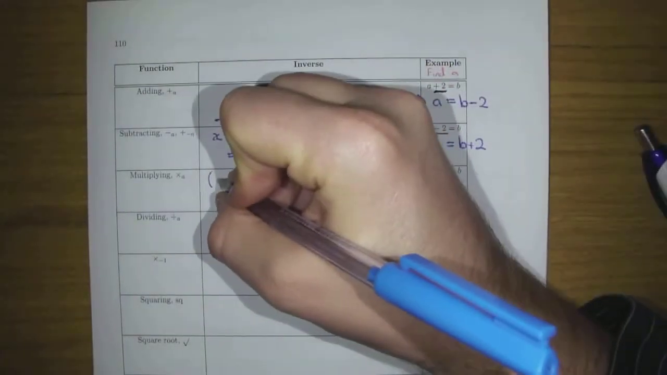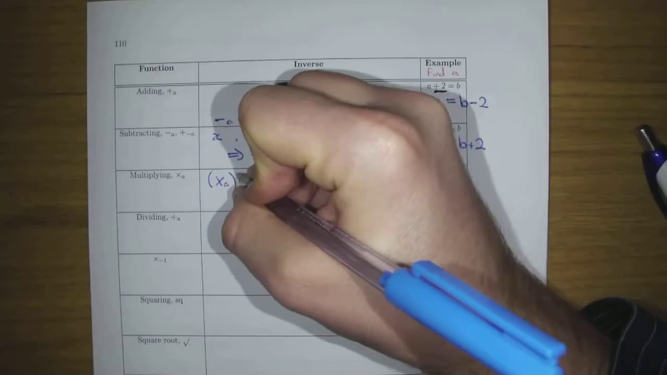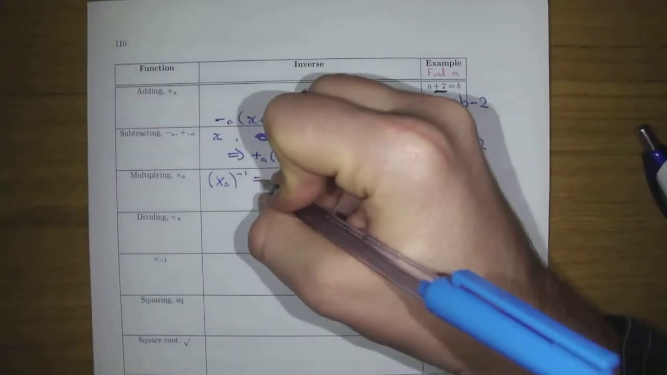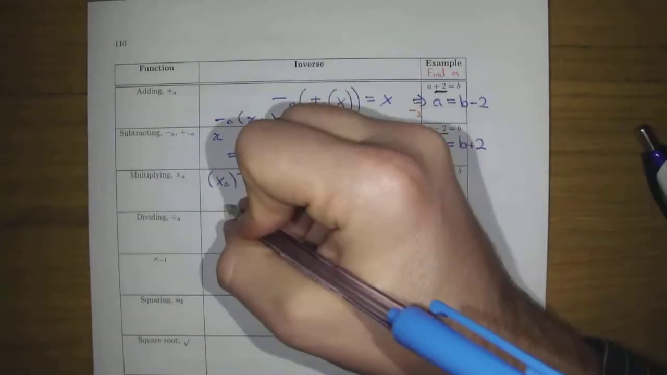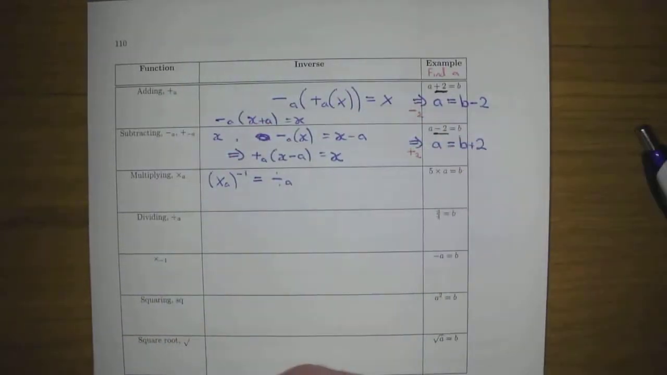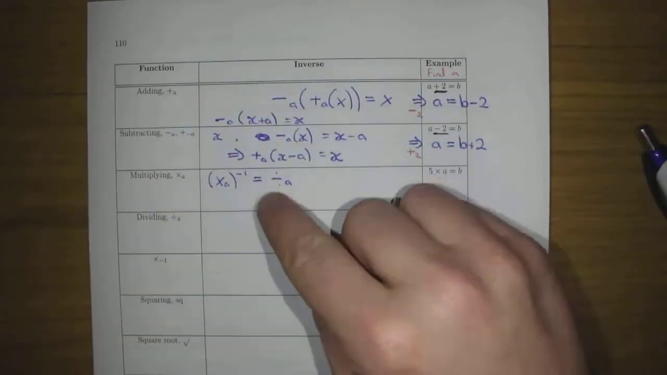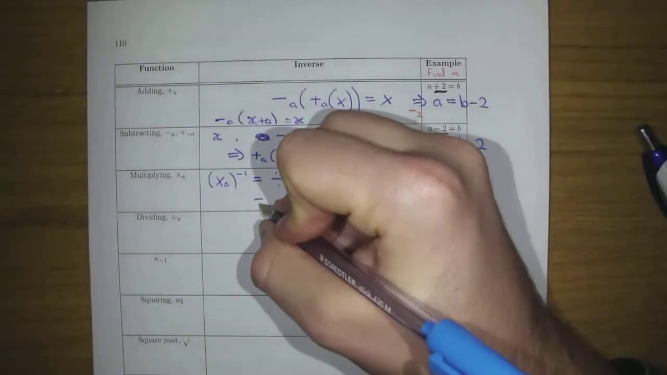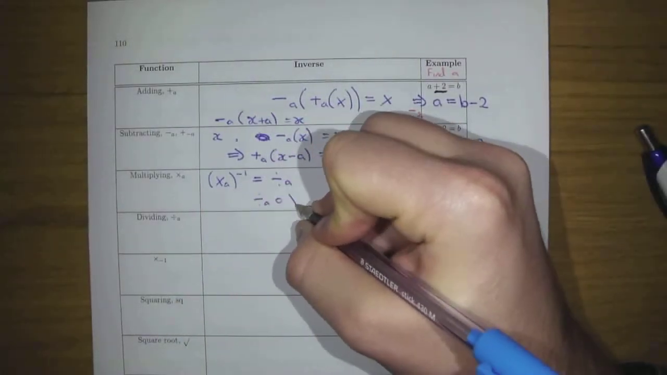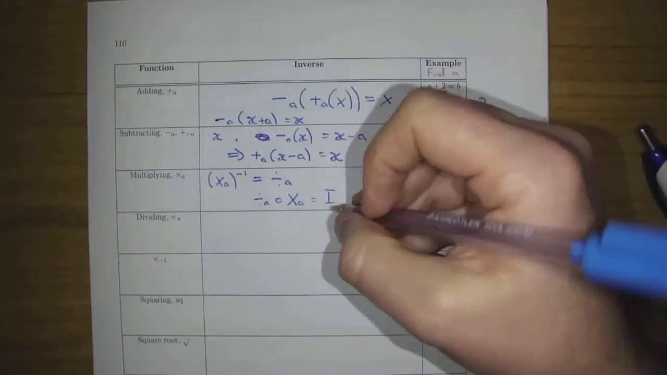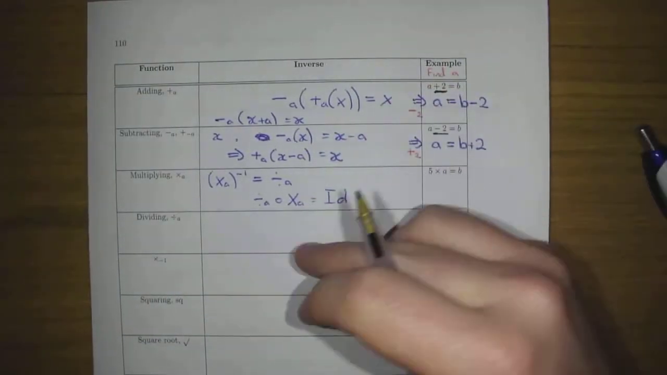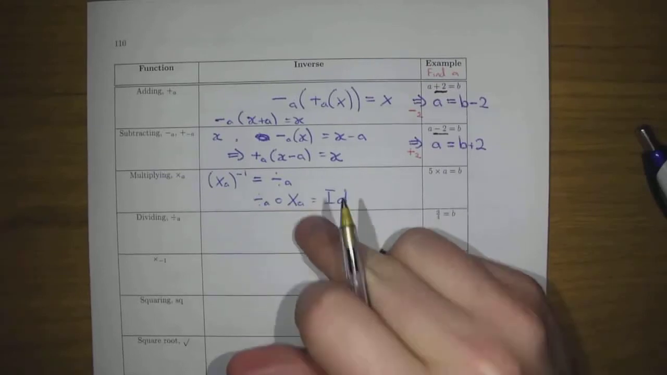Well, anyway, the inverse of multiplying by a is dividing by a. Maybe we'll just do an example. If we do division by a after multiplying by a, that's the same as the identity function. Remember, the identity function means you do nothing. In other words, dividing by a gets rid of multiplying by a.